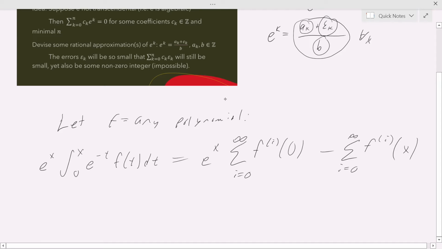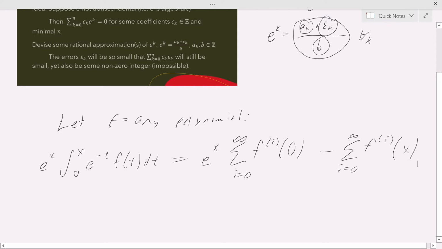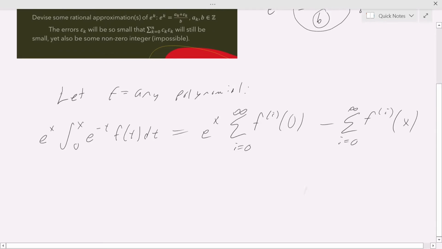Okay, and so this looks a bit scary when you first look at it because we have these infinite sums here, but keep in mind that f is a polynomial, and so when you differentiate a polynomial sufficiently many times, it's going to vanish completely. So for example, if f was a cubic polynomial, then by the fourth derivative, it's going to be identically 0 from there on up. So it looks like an infinite sum, but actually it's a finite sum because f is a polynomial.